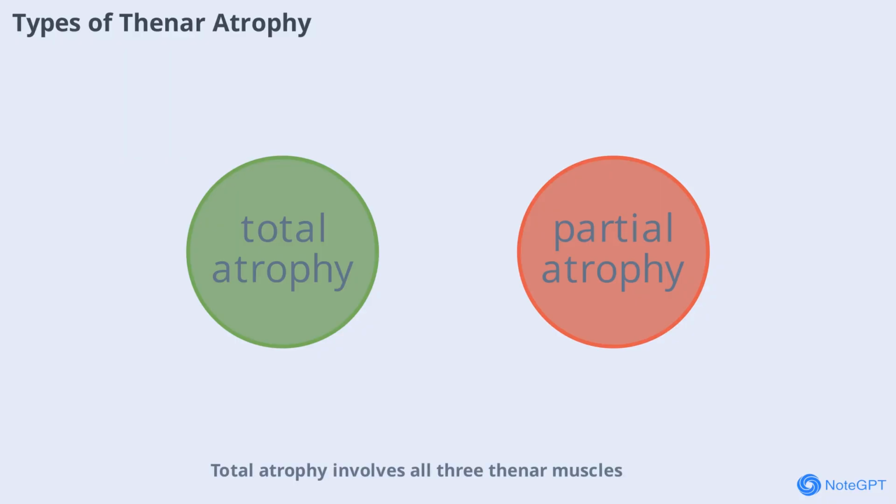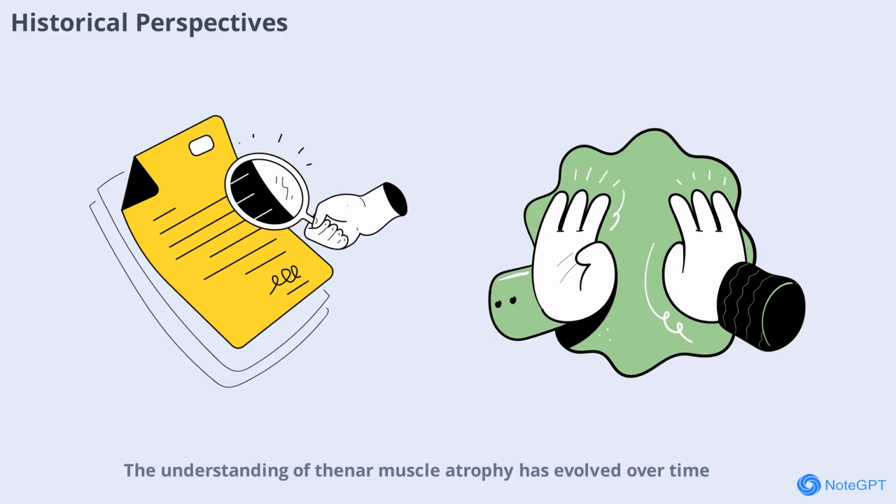Thenar atrophy can be classified into total and partial types. Total atrophy involves all three thenar muscles, resulting in a completely flat thenar eminence. Partial atrophy, on the other hand, affects only the APB and OP muscles, with the FPB muscle often remaining intact or even hypertrophic. This distinction is important because it can provide clues about the underlying nerve involvement and guide further diagnostic testing.